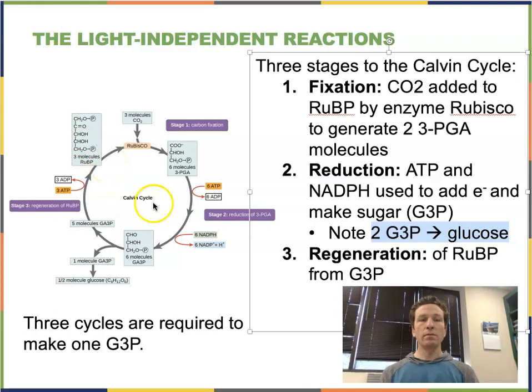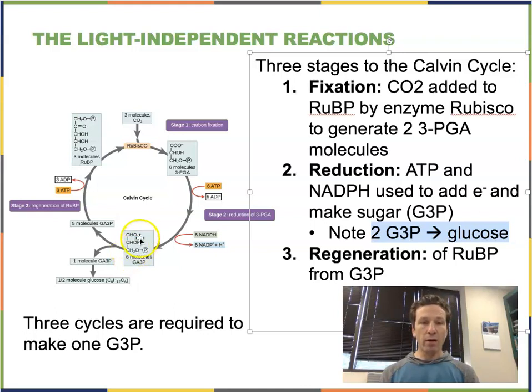I will point out here that the book uses a different abbreviation. It calls this 3-carbon molecule GA3P. It's the same thing, but G3P is a simpler and I think more common abbreviation. So we'll just use G3P.